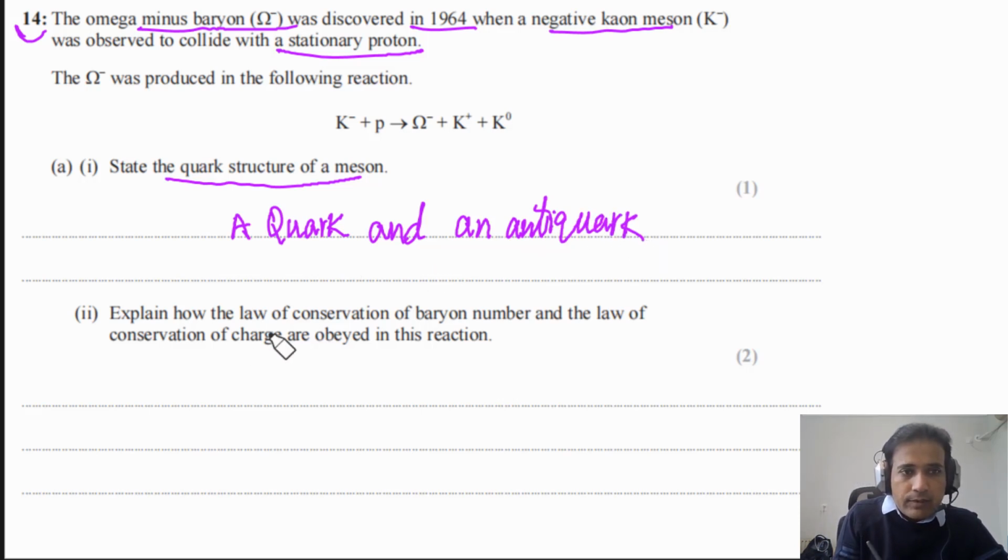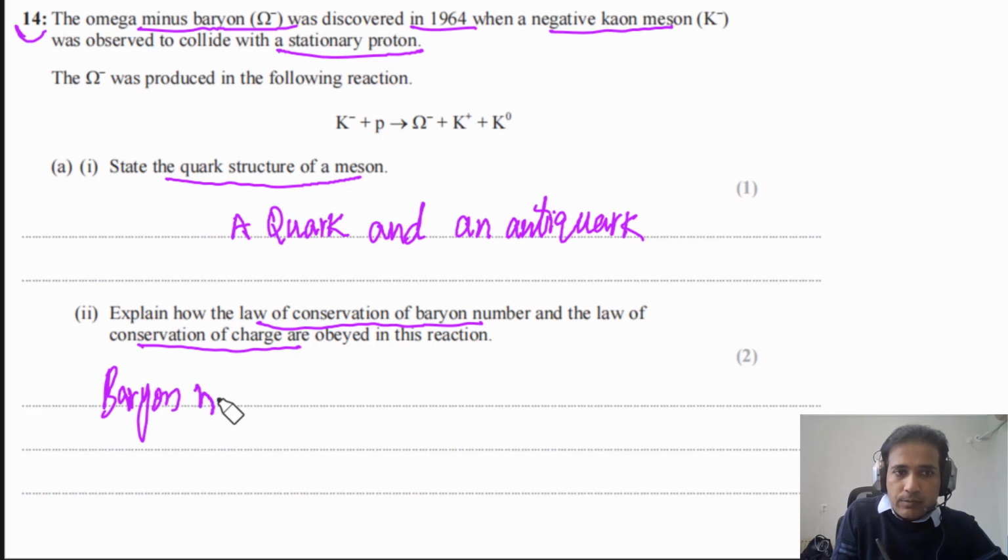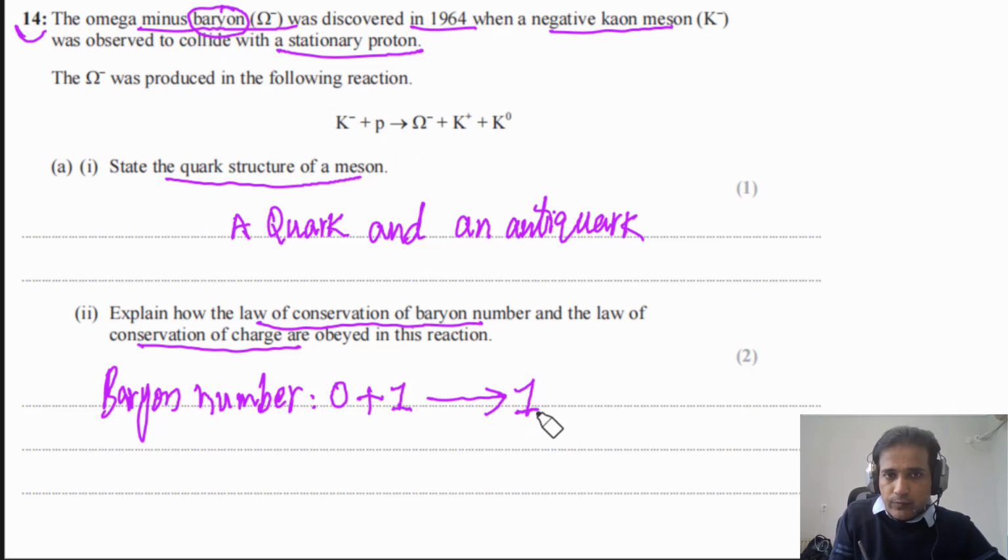For the second part, we need to explain how the law of conservation of baryon number and the law of conservation of charge are obeyed in this reaction. Now if you look at this equation, let me write here how baryon number is conserved. This is a meson, so baryon number is equal to 0. Proton is a baryon, so its baryon number is equal to 1. Omega minus is also a baryon, so its baryon number is 1. Kaon is a meson, its baryon number is 0, and K0 is also a meson, so its baryon number is also equal to 0.